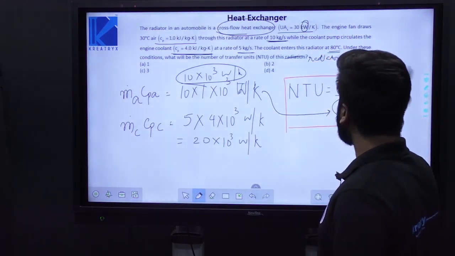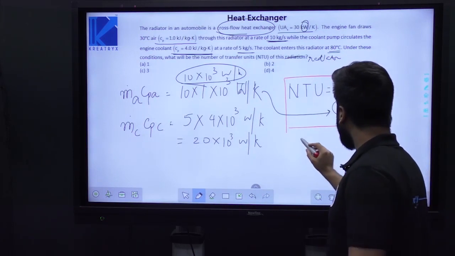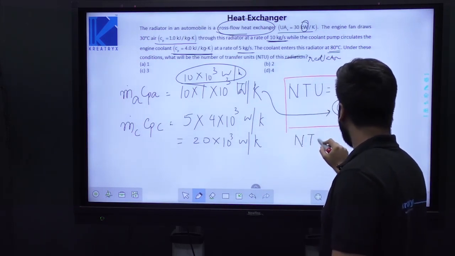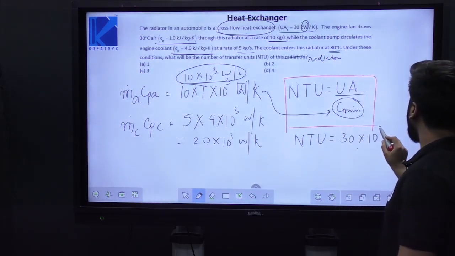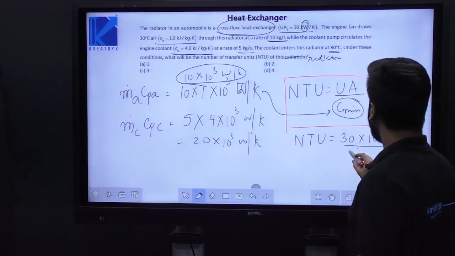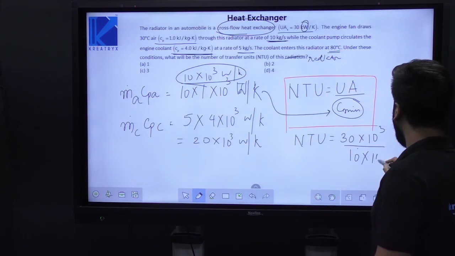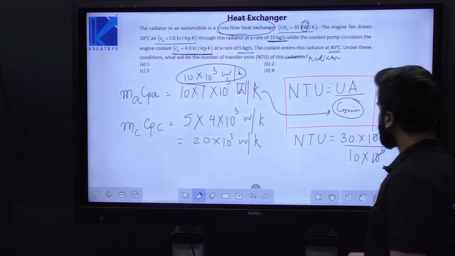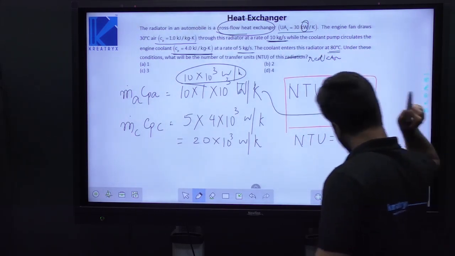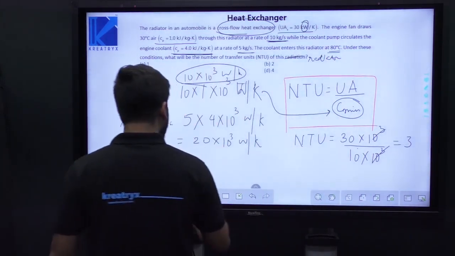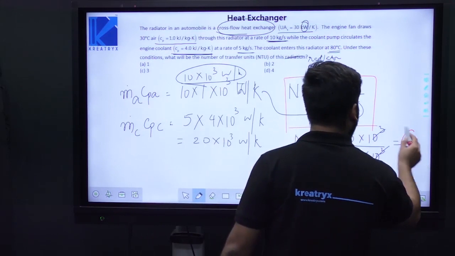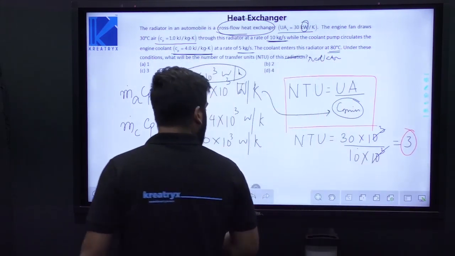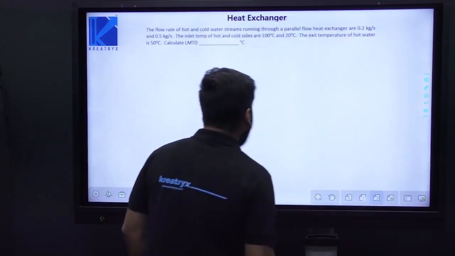UA is 30 kilowatt per Kelvin. That means NTU is equal to 30 into 10 raised to the power 3 watt per Kelvin upon 10 into 10 to the power 3 watt per Kelvin. So NTU is equal to 3. This is the answer. Very basic question. Let's move on to the next one.